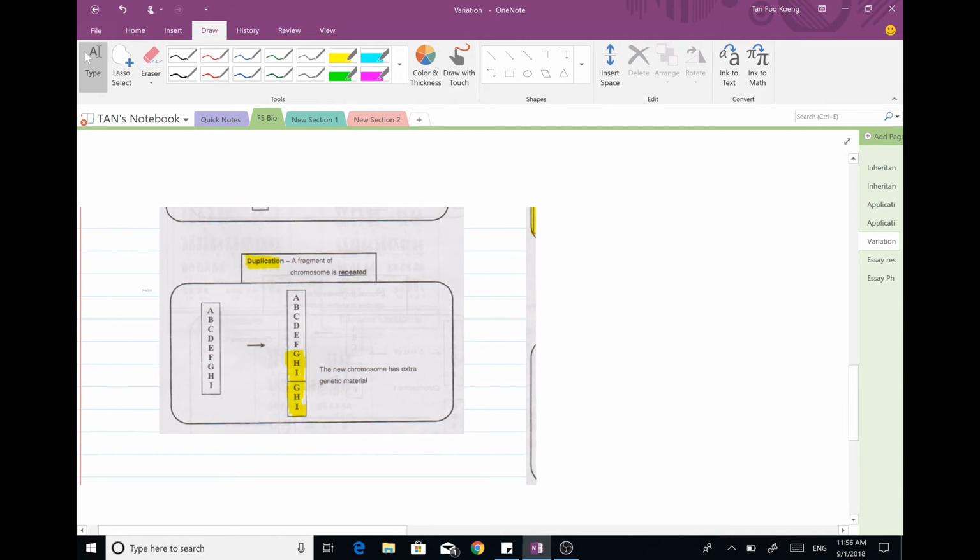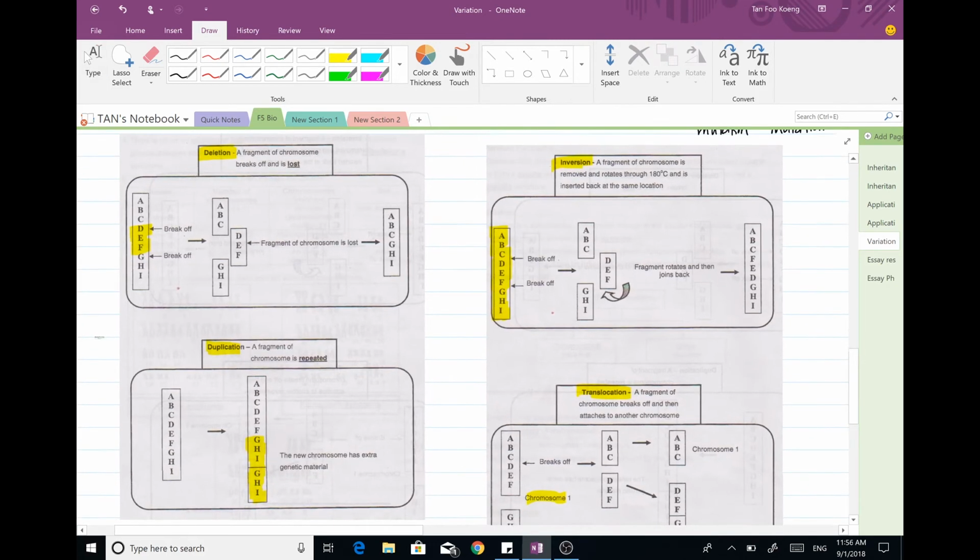Okay, so let me summarize here. There are 4 types of chromosomal mutation. In deletion, that segment is lost. In duplication, that specific segment repeats itself. In inversion, that segment breaks off, rotates 180 degrees, and joins back.